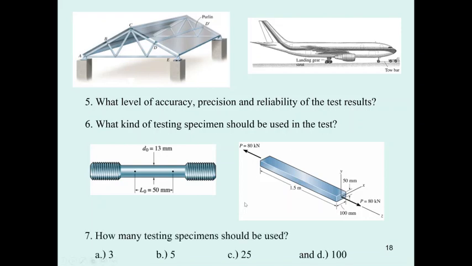And the last one, how many testing specimens should be used? If you're testing for construction acceptance of the material that the producer sends to you, you may check it with 3 or 5. If you are the producer of the steel, you may test 100. Okay, next.